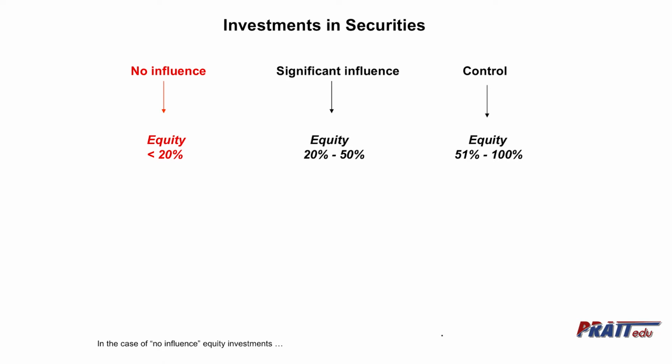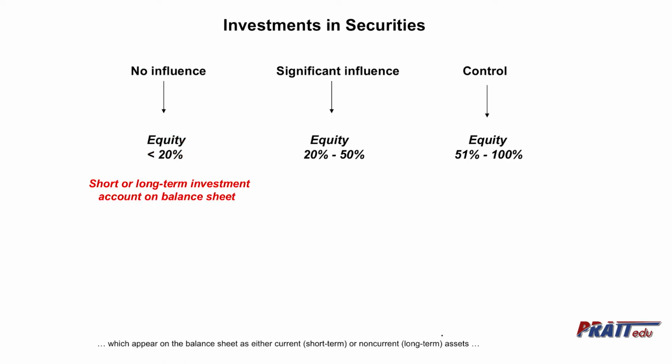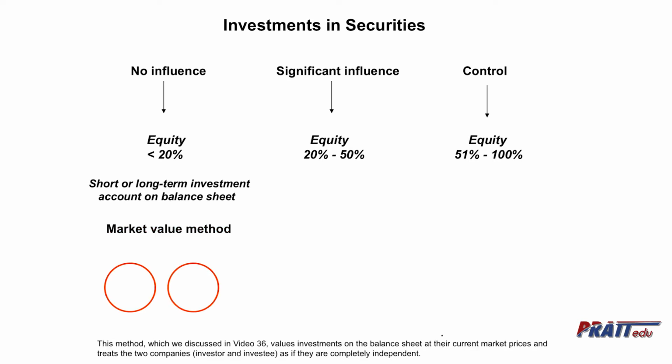In the case of no influence equity investments, which appear on the balance sheet as either current, short-term, or non-current, long-term assets, an accounting method based on the market value of the securities is used as long as market prices are readily available, as in the case of publicly traded securities. This method, which we discussed in video 36, values investments on the balance sheet at their current market prices and treats the two companies, investor and investee, as if they are completely independent.